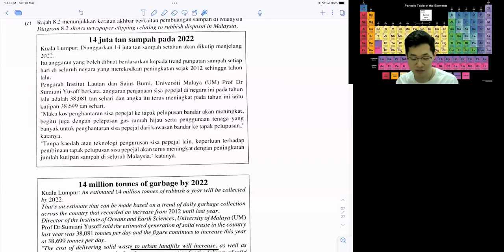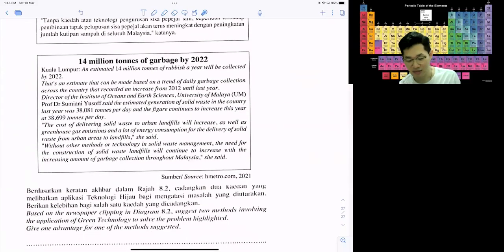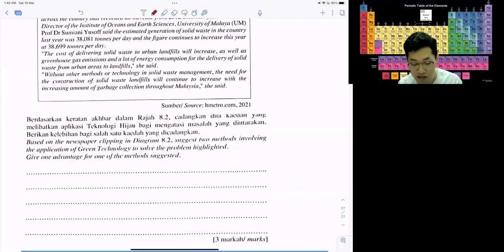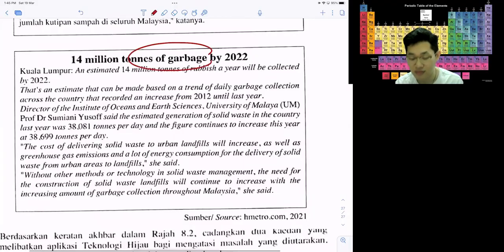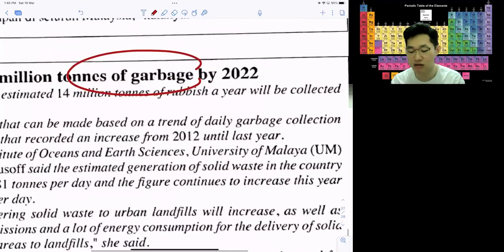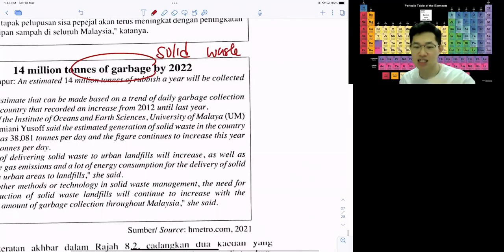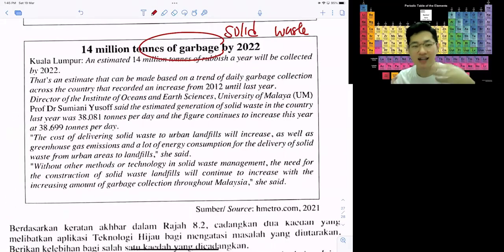So what is this? 4 juta tan sampah. What do they want? Oh, student, you see this one. The difference between this question and the last question already. This one and the wastewater just now. This is solid waste. Solid waste means rubbish. Just now is industry wastewater.